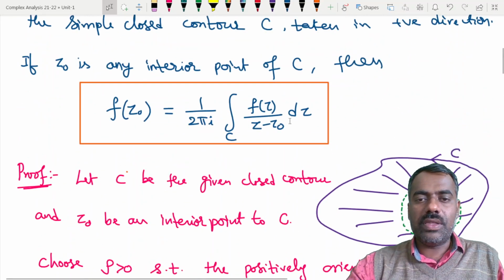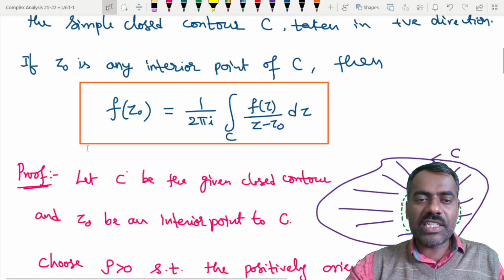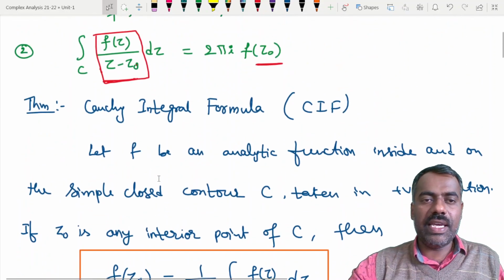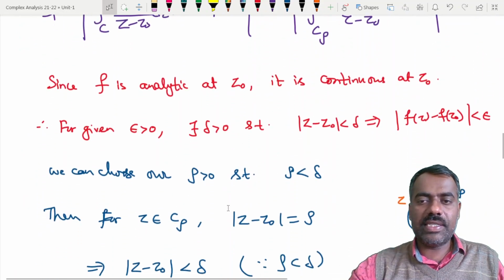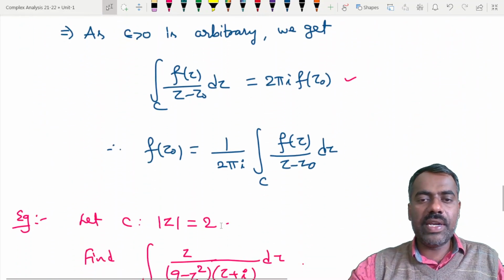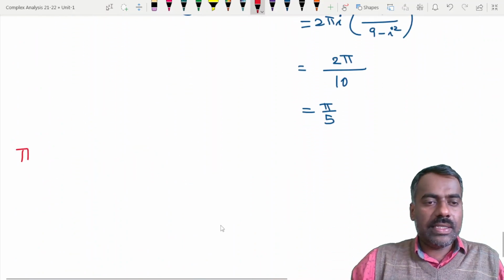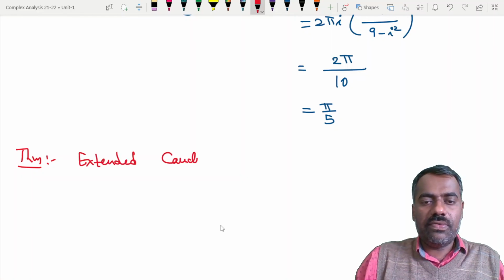We have calculated f of z. This can be extended to f dash of z also, f double dash of z, or the nth derivative of that also. That means we can say this is the extended Cauchy integral formula. So we can extend this formula for derivatives of f also. We can prove that; it is not a difficult one. So the extended Cauchy integral formula.